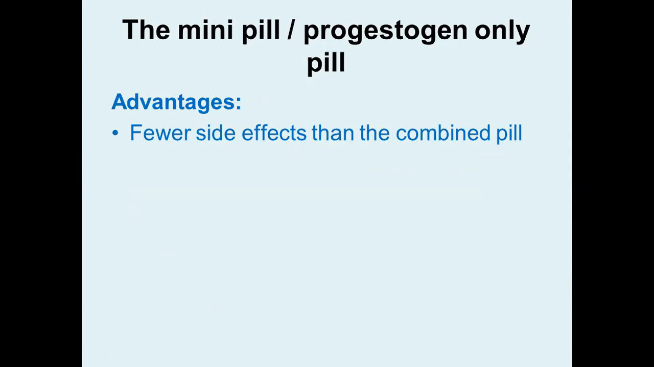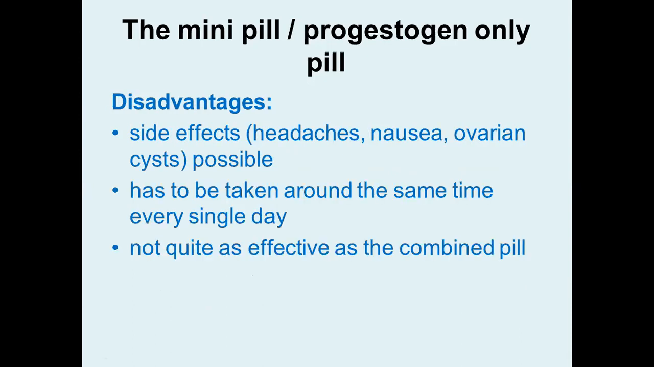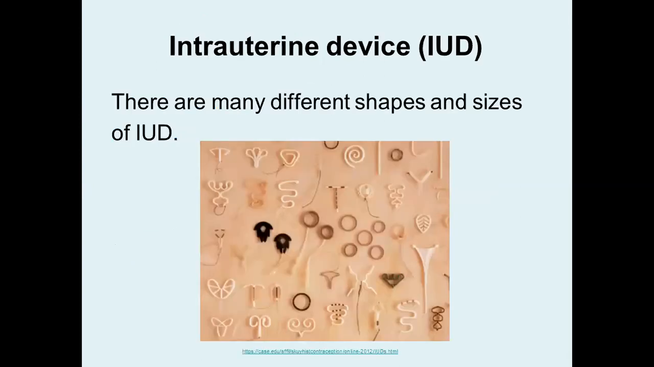Advantages: fewer side effects than the combined pill, but side effects can occur. For example, headaches, nausea, ovarian cysts. Has to be taken at the same time every day. So it's going to be difficult for somebody who, say, does a lot of traveling overseas, and goes from country to country to country, with the time zones changing, etc. It's difficult to remember to take it at the same time. And it's not quite as effective as the combined pill.